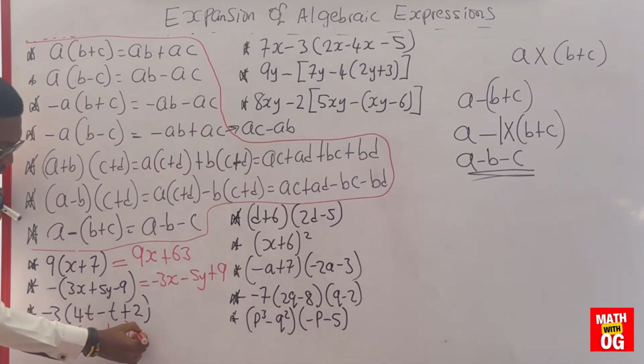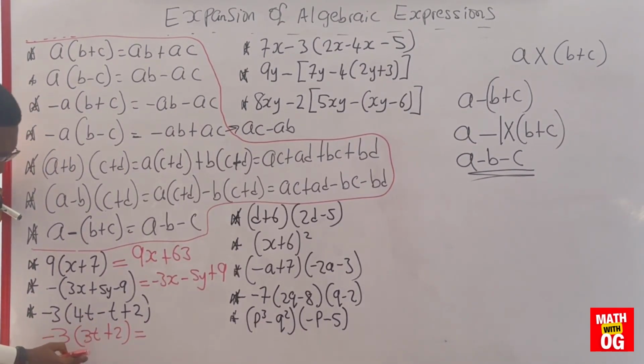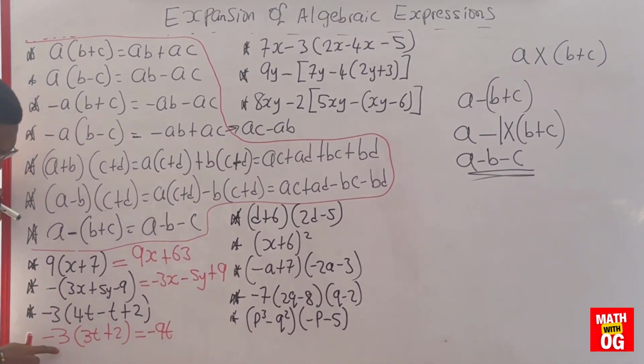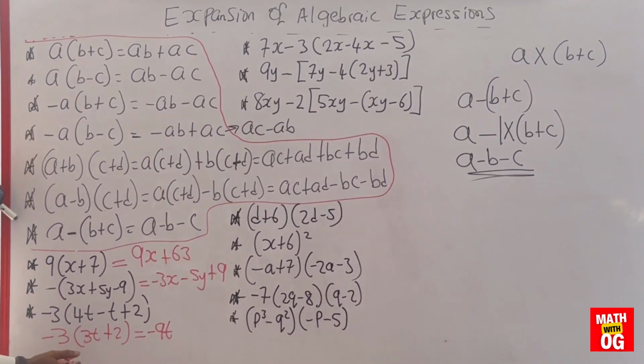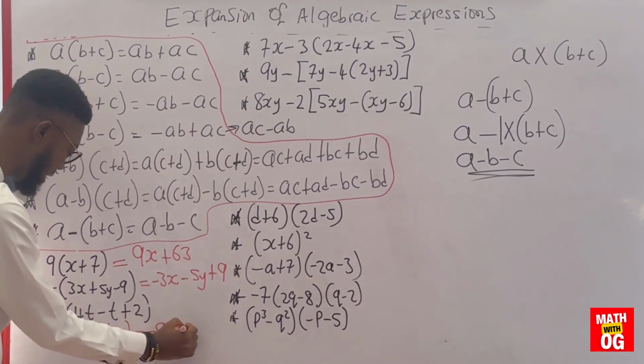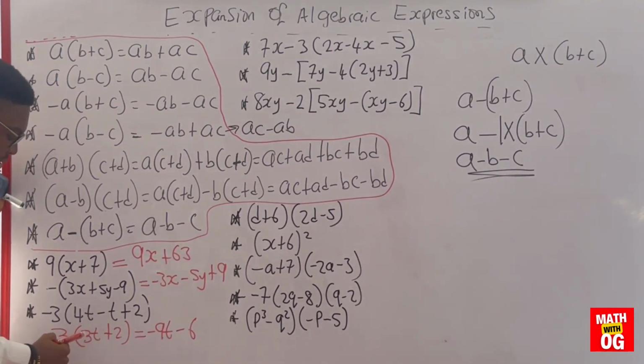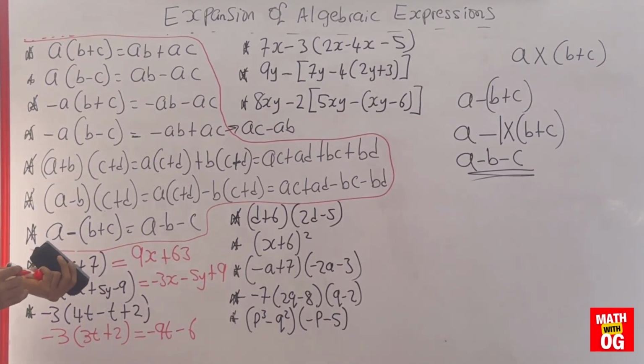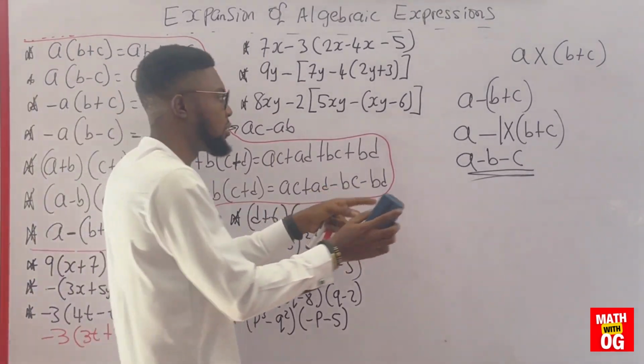So let's open the bracket. Negative 3 multiplying 3t will give us a negative 9t. A negative 3 multiplying positive 2 will give us a negative 6. 3 times 2 is 6. Negative times positive is negative. So that's the answer to that question. Now let's move over to this side to solve the remaining questions.